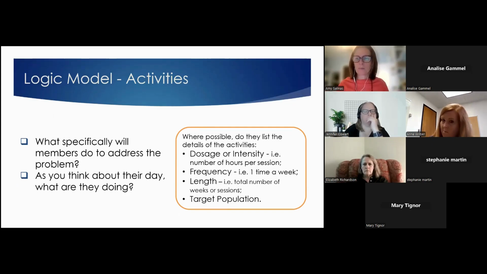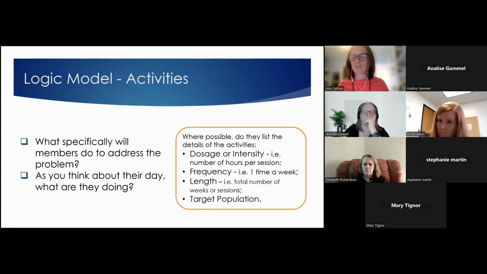So we started with the problem column. Now I'm going to the third column, which is activities. And that's where you're going to lay out what specifically members will do to address the problem. As you think about their day, their week, their months, what are they doing? And you're going to need to be as specific as possible because the readers are going to want to see, okay, based upon what they're saying, we think, yes, they're going to be able to move the needle on some things they're talking about. And it makes sense for the type of members they're asking for.